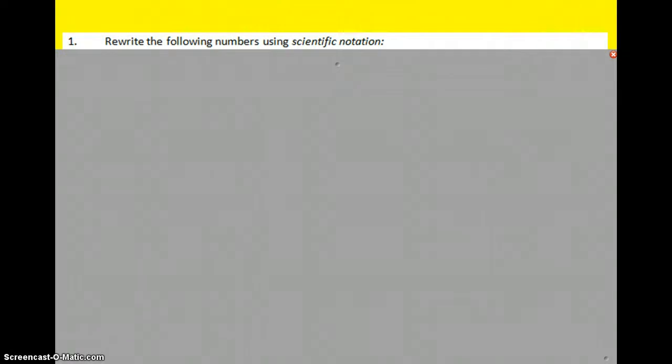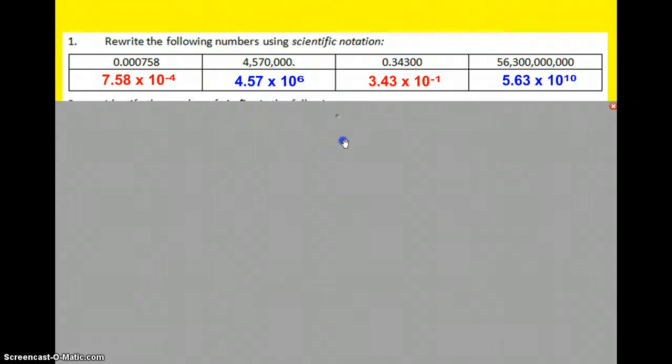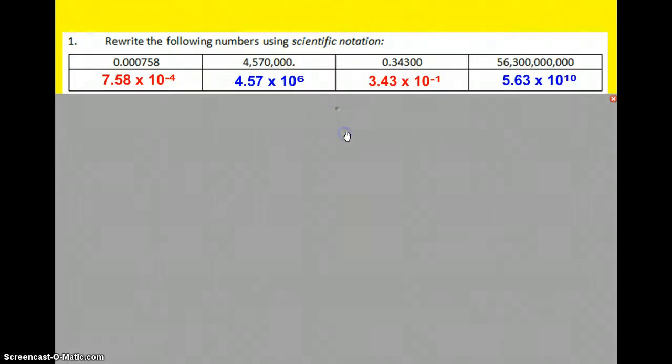Here are the answers to our scientific measurement and calculations unit highlights. First up is scientific notation. So we see changing the numbers into scientific notation.